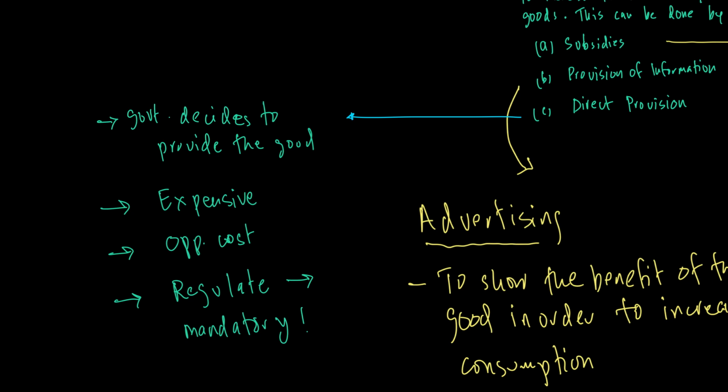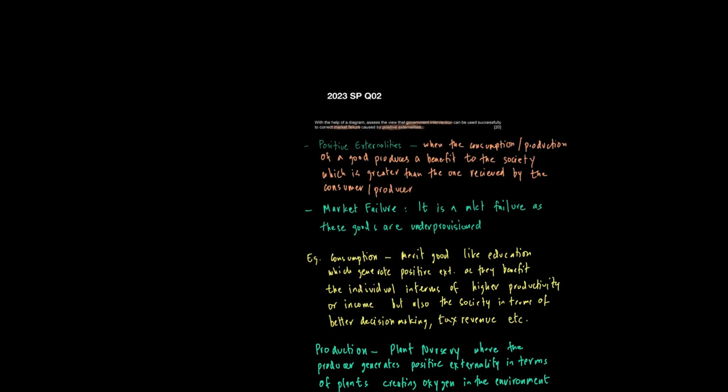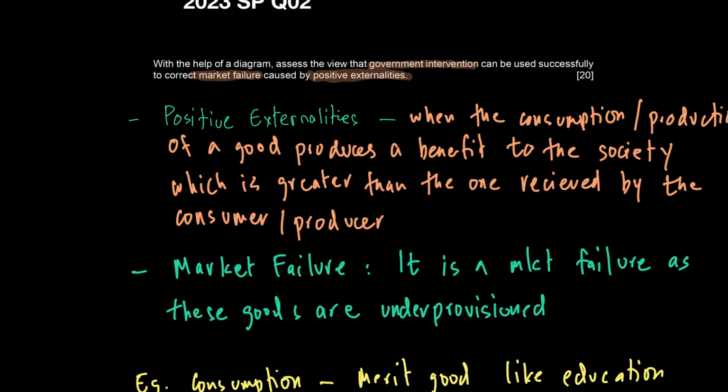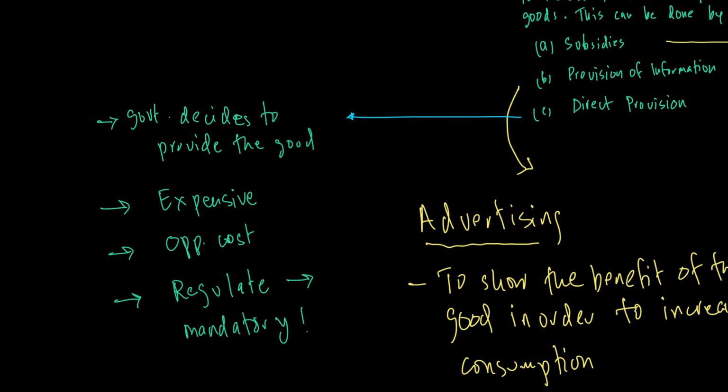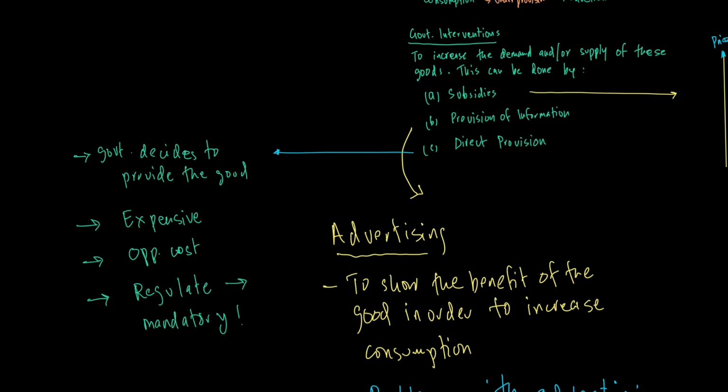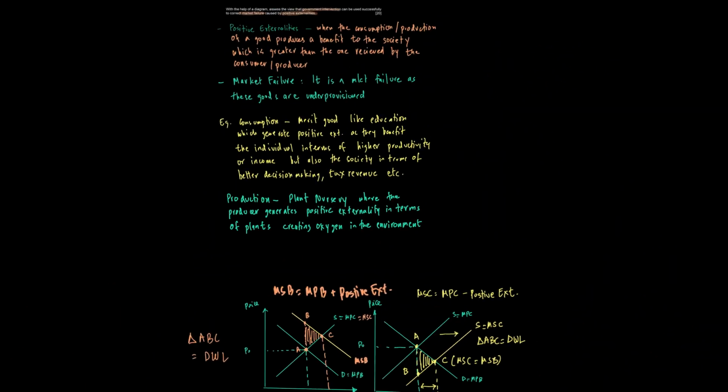Now, the last bit here is the conclusion, because we need to conclude your answer. So, the question is saying, with the help of a diagram, assess the view that government intervention can be used successfully to correct market failure caused by positive externality. And your conclusion will be that while the government can solve the positive externality issue through various interventions, there will be some challenges which the government needs to consider, which can result in the effectiveness of government policies being low.